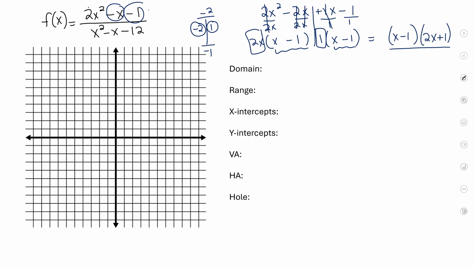Okay, does anyone know the factors for the denominator? Exactly, x minus 4 and x plus 3. Does anything cancel? What does that mean then? No holes, nothing canceled out. There's no holes.